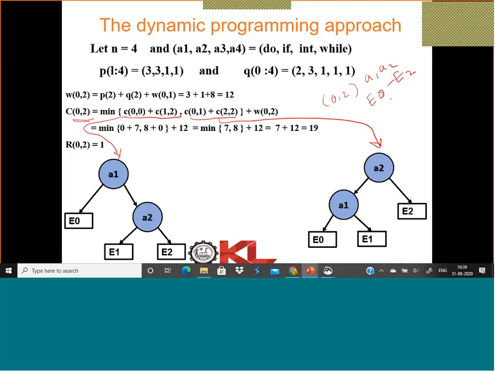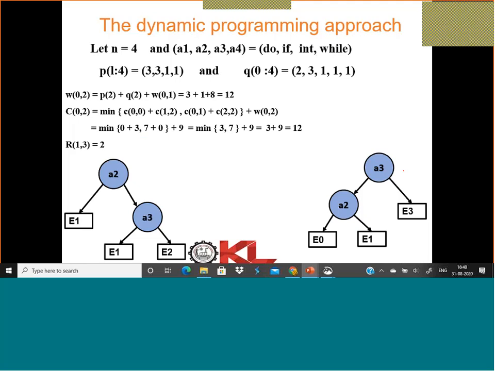Now among these two trees, if you add the left subtree cost, you will get 0 plus 7. C of 0, 0 is the previous value. Like this, 0 plus 7, 8 plus 0. Similarly, you are getting 7 and 8. Among 7 and 8, which is the least one? 7 is the least one. For which tree are you getting 7? This tree I am getting 7. So among these two trees, this is the suboptimal tree. This I am not looking at. I am eliminating that one.